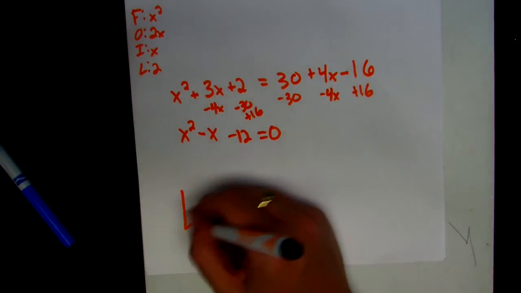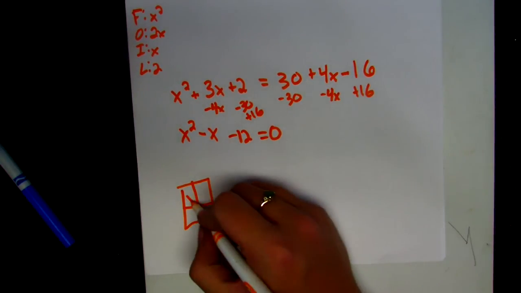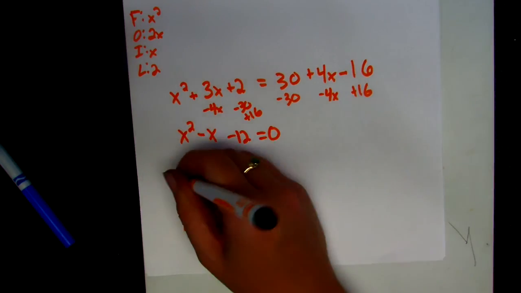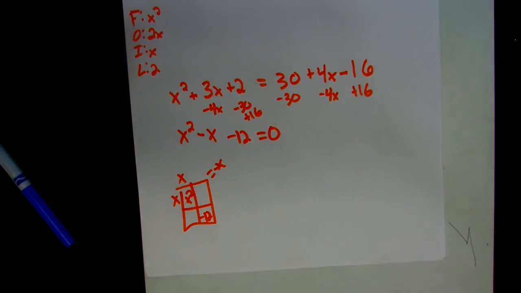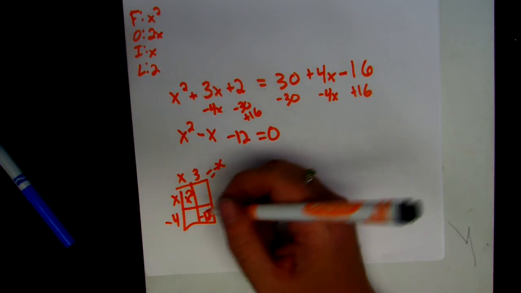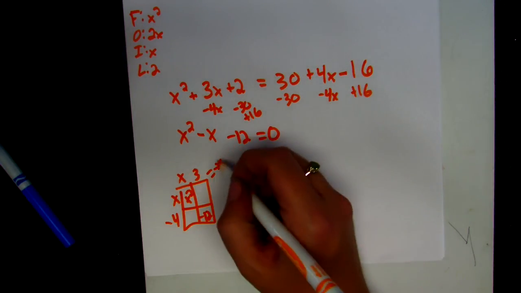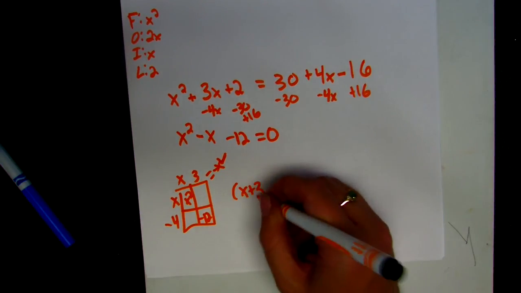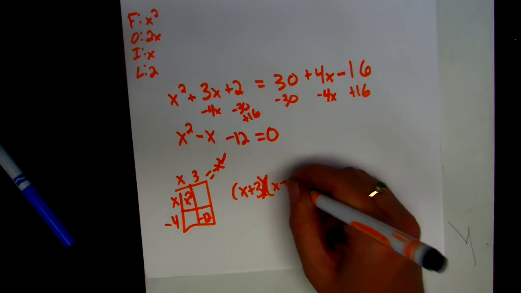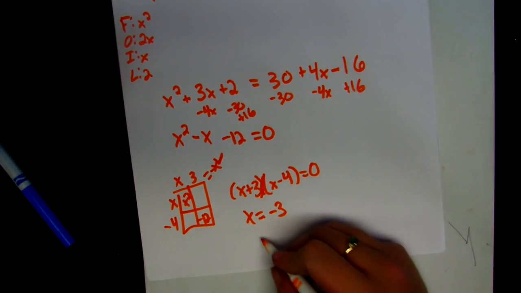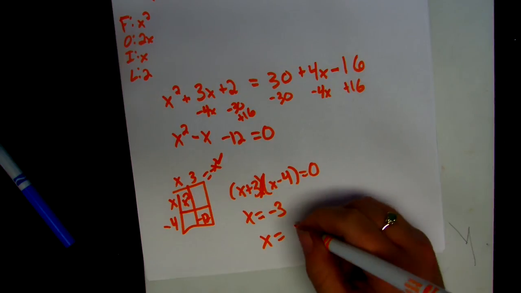I'm just going to factor that. So x squared, negative 12, equals negative x. So 3 and 4 can be multiplied together, and if I make the 4 negative, that will add up to negative 1. So I have (x + 3)(x - 4) equals 0, which means x equals negative 3 or x equals positive 4.